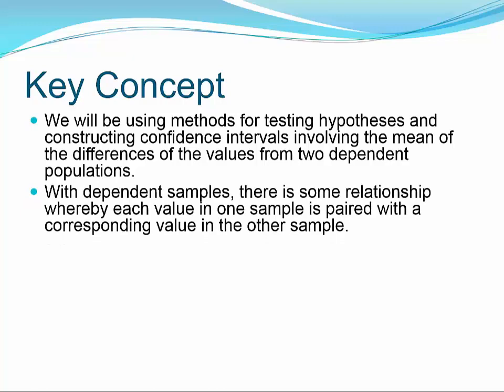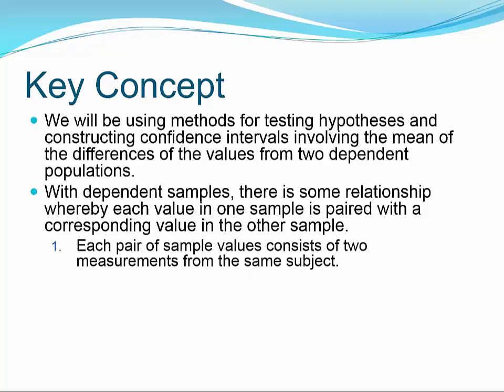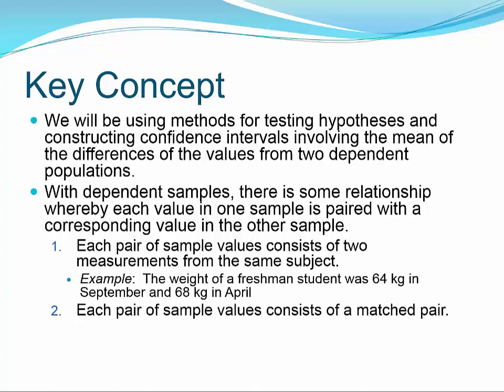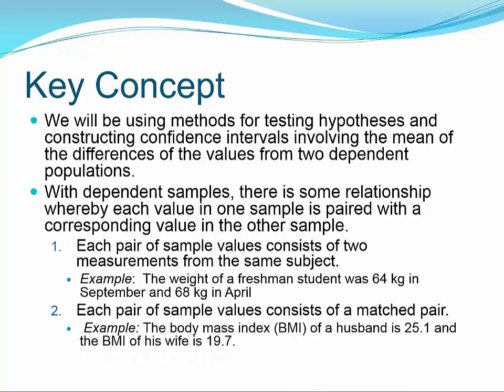With dependent samples, there must be some relationship where each value in one sample is paired with a corresponding value in the other sample. For example, each pair of sample values consists of two measurements from the same subject. Like we could take the weight of a freshman student in September and then we could measure their weight in April. Each pair of sample values could also consist of a matched pair. For instance, we could look at the body mass index or BMI of a husband and the BMI of his wife.